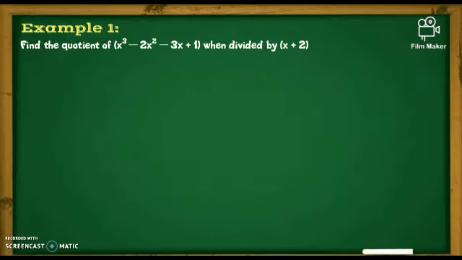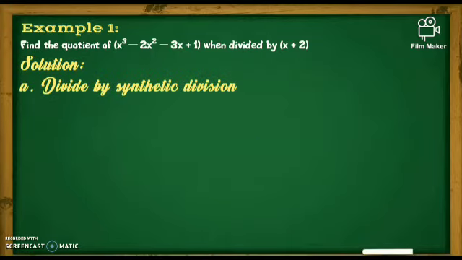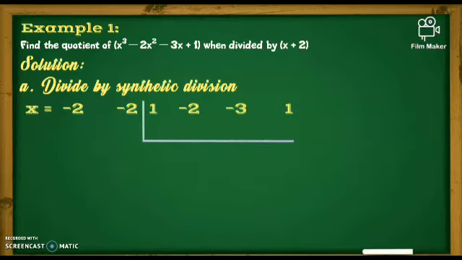Find the quotient of x cubed minus 2x squared minus 3x plus 1 when divided by x plus 2. So using the synthetic division, you have to set the divisor to 0. Then the value of x is equal to negative 2. So the divisor is negative 2 and take all the coefficients of the given polynomial, which are 1, negative 2, negative 3, and 1. Bring down the first number at the bottom of the line and multiply with negative 2.